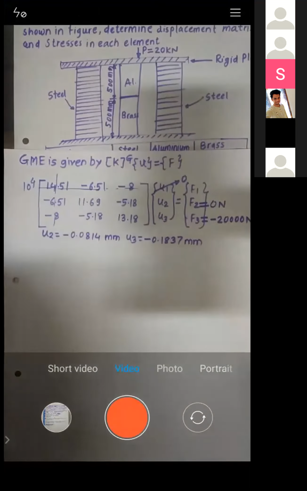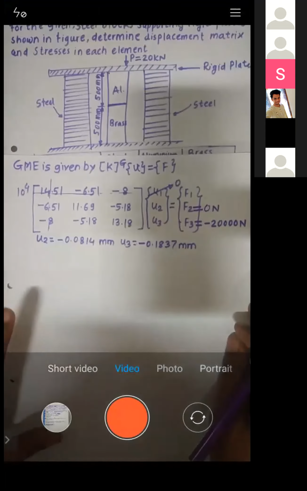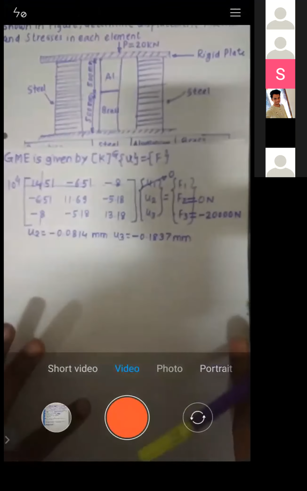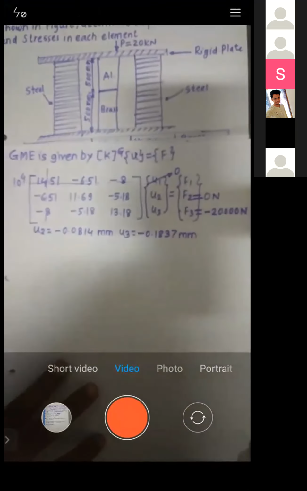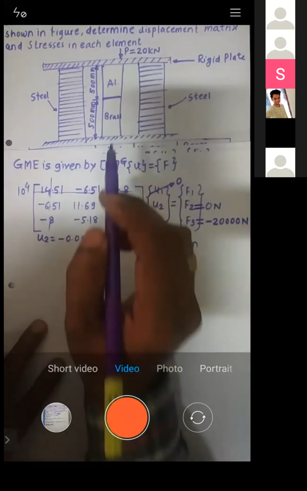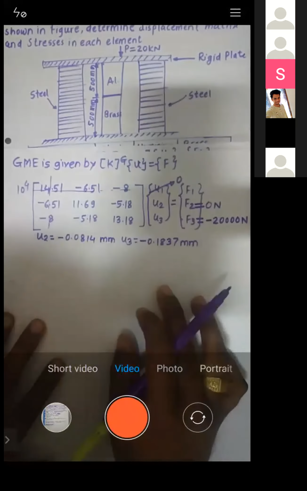In the calculator, you need to solve two simultaneous equations with two unknowns. Right? You have U2 and U3. Now, as I told you, at the point where the structure is fixed, you will get a reaction. Obviously, you will get a reaction at the fixed support, that is at node number 1. So that reaction will be F1, right? So how will you get F1?